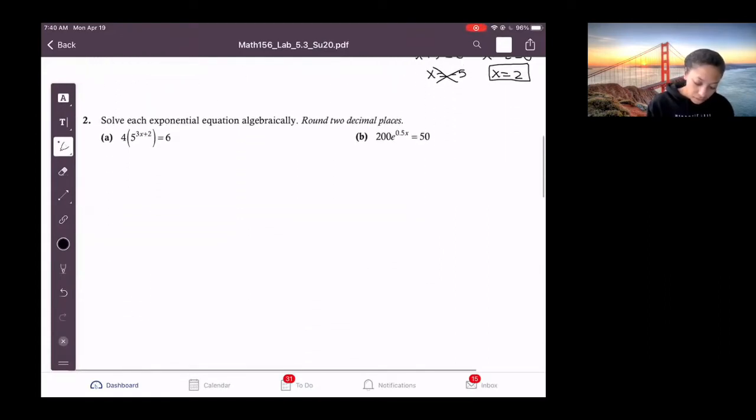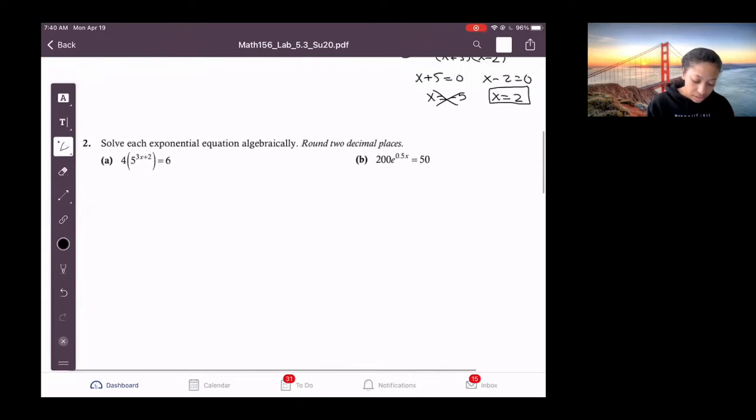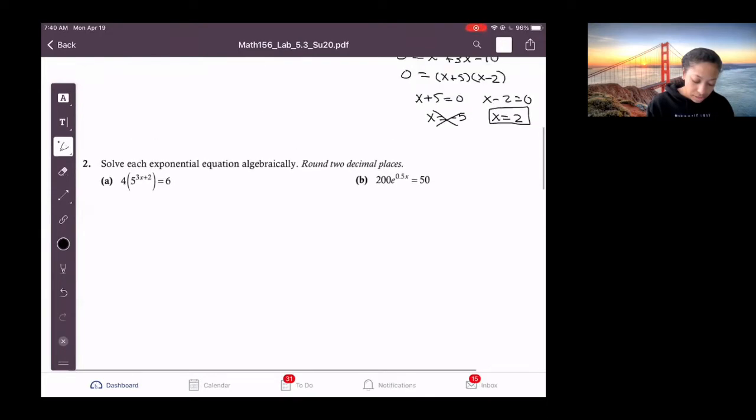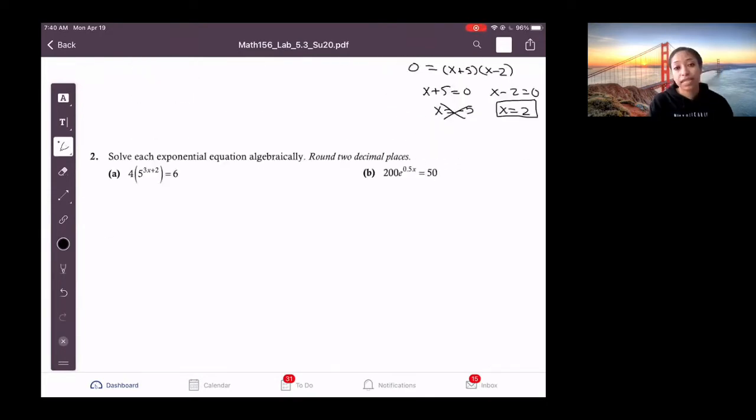Then on to part 2. In question 2, we're given exponential equations and asked to solve these algebraically. With an exponential equation, that's where you have your variable being an exponent in your problem. You have to find a way to get it down. To solve an exponential equation, we're going to use logarithms.